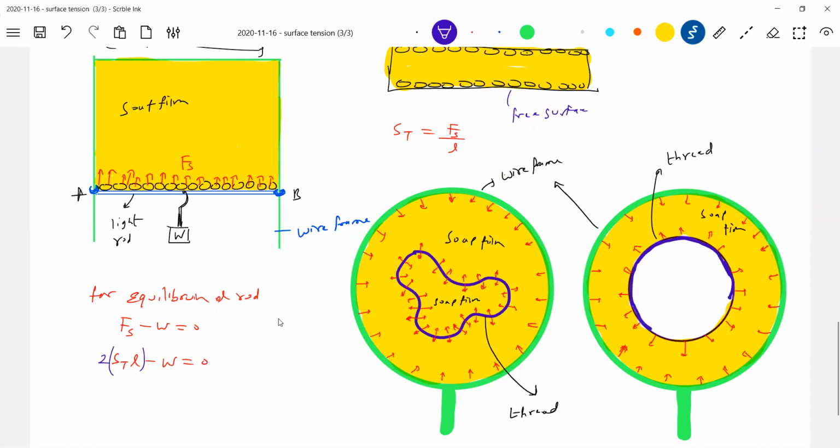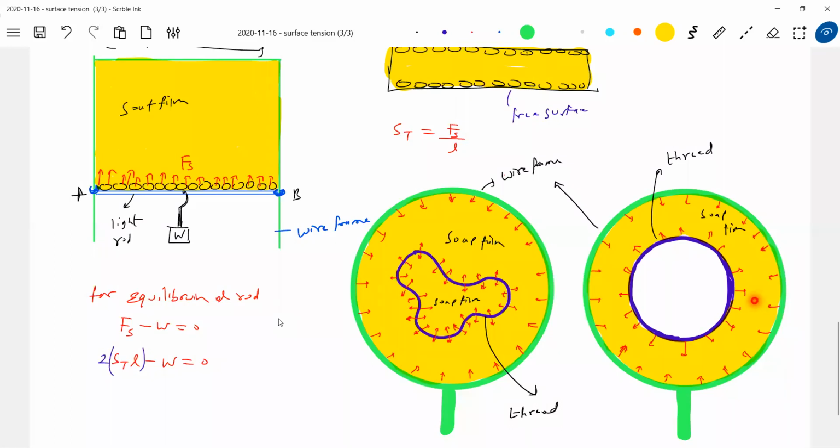Tell me why the thread will take that particular shape. Look at the area between the wire frame and the thread. Did it increase or decrease? Anybody answers? It decreased here, no? So what is the effect of surface tension? It will try to minimize the surface area. If I take this area and compare, this area will be less than this one. So what is the surface trying to do? It's trying to minimize its surface area.